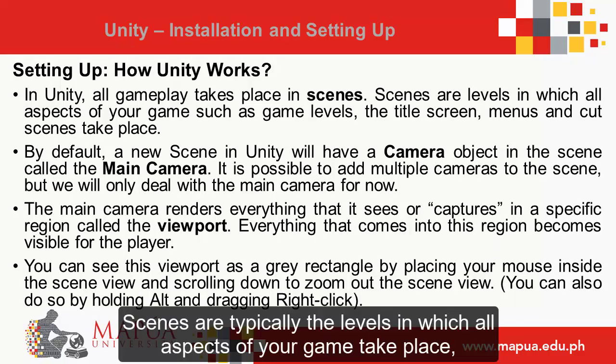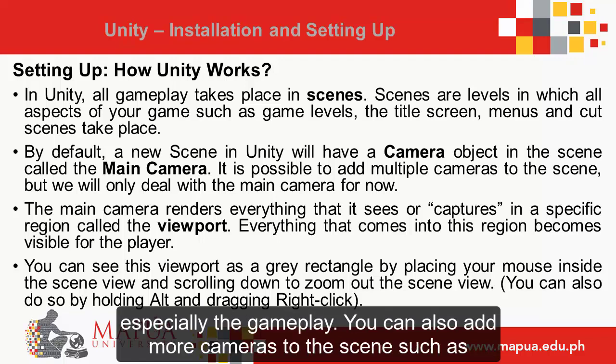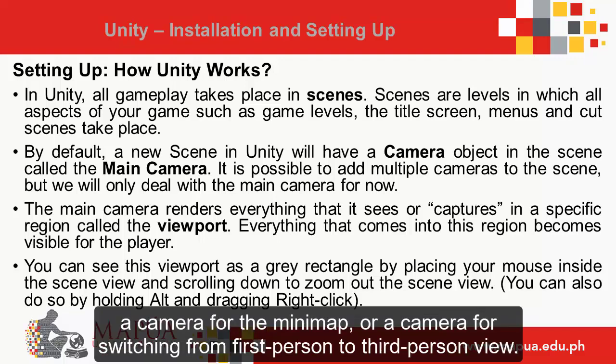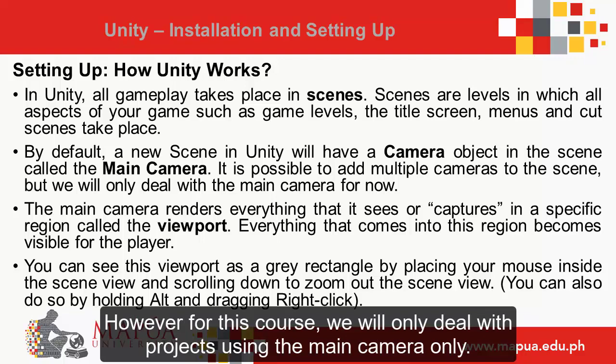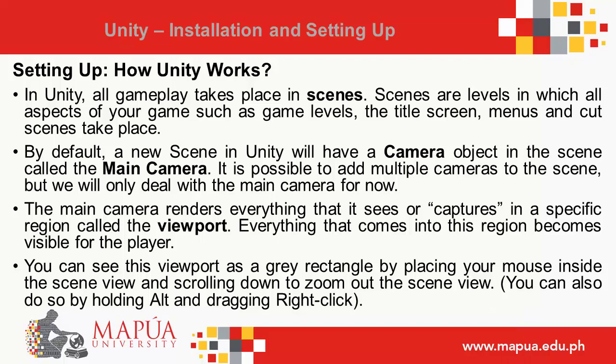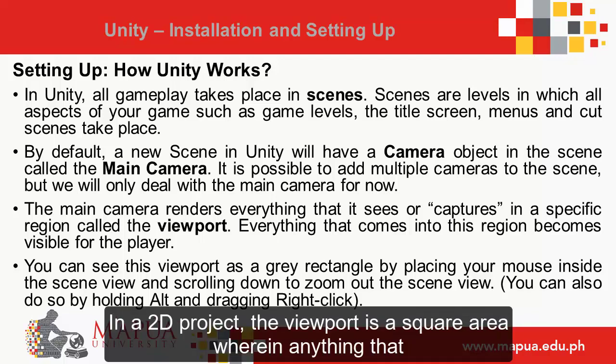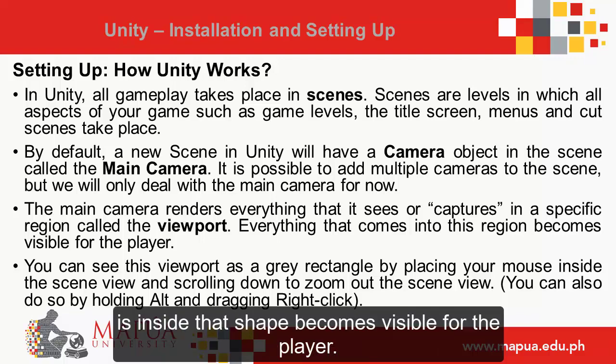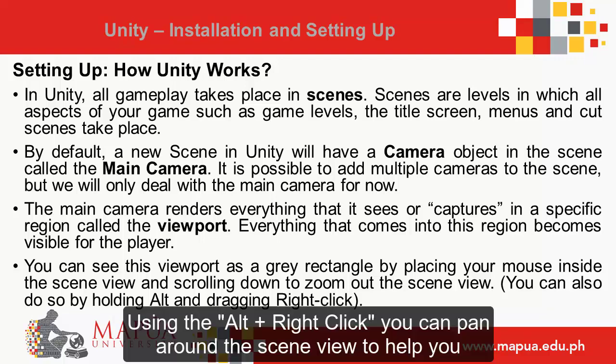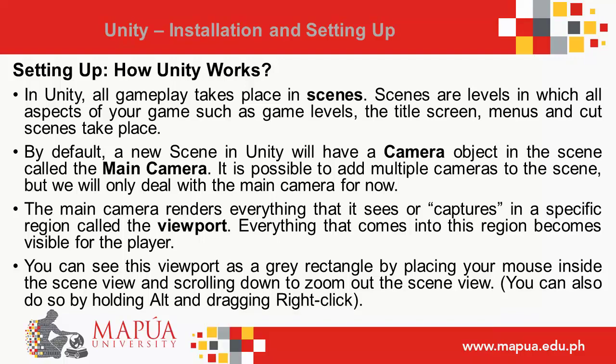Scenes are typically the levels in which all aspects of your game take place, especially the gameplay. You can also add more cameras to the scene, such as a camera for the minimap, or a camera for switching between first-person to third-person view. However, for this course, we will only deal with projects using the main camera only. The main camera renders everything that the viewport sees or captures. In a 2D project, the viewport is a square area wherein anything that is inside that shape becomes visible for the player. Using the Alt plus right click, you can pan around the scene view to help you find the game objects around your scene.